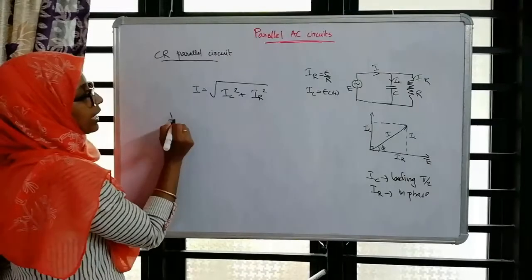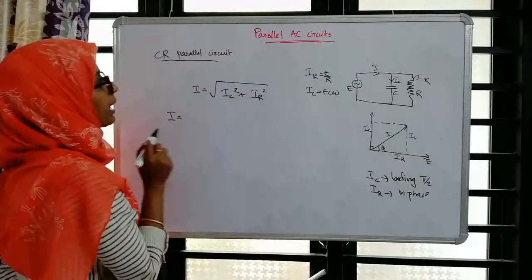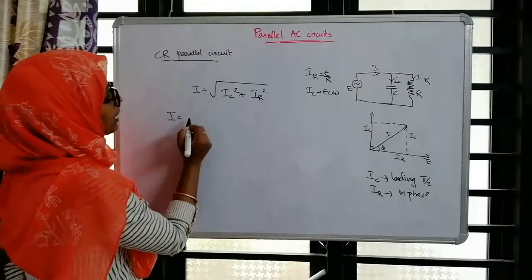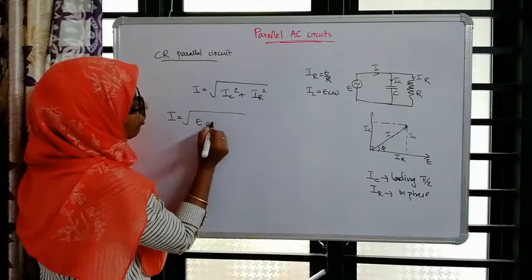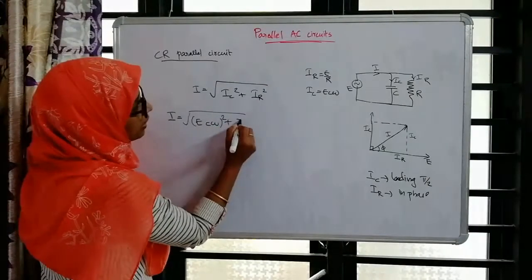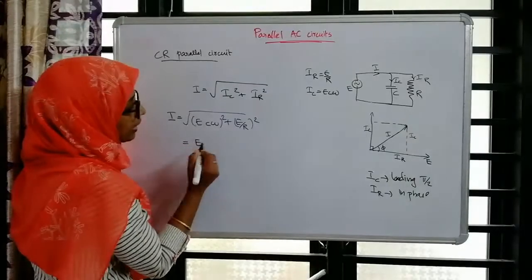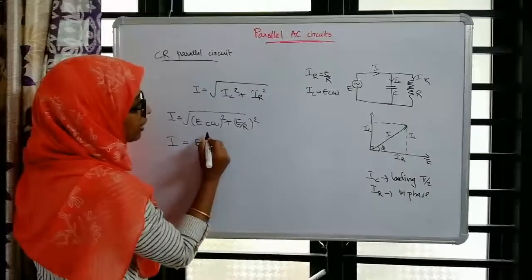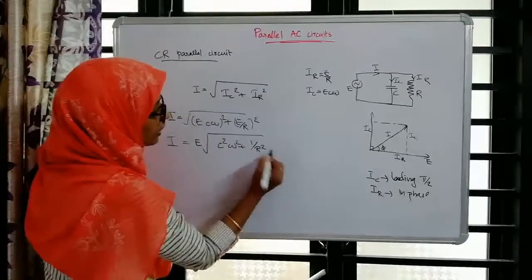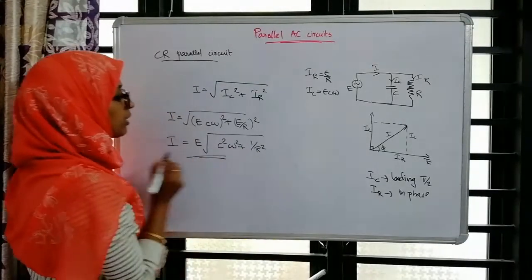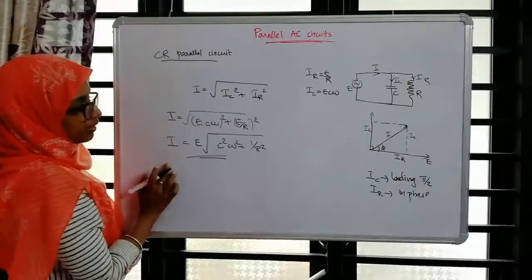So, we can obtain the net effect of alternating current passing through the parallel CR circuit, that is root of (EC omega) whole square plus (E by R) square. That is, we can take E outside: I is equal to E root of C square omega square plus 1 by R square. That is the equation for effective current passing through a parallel CR circuit.